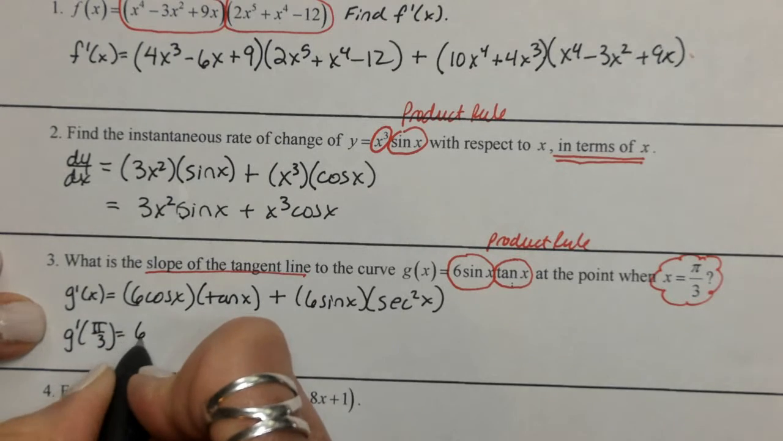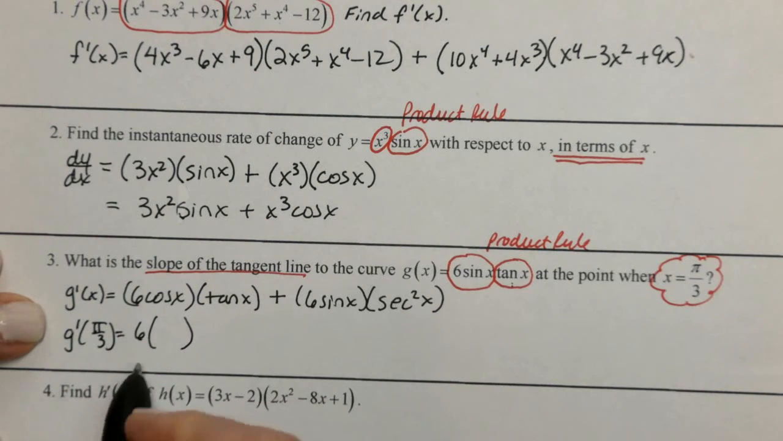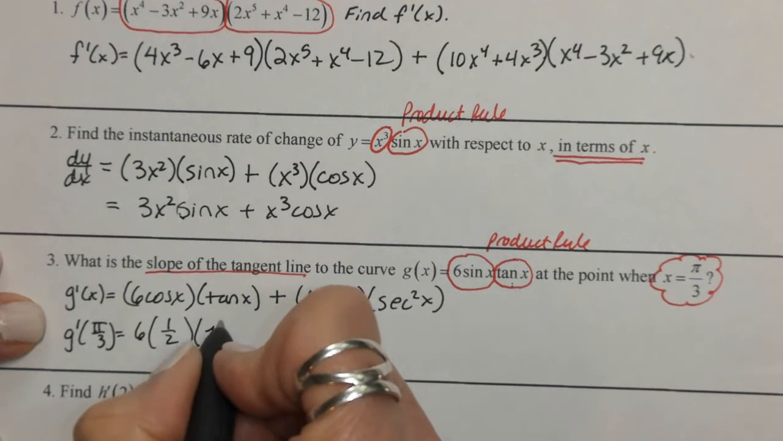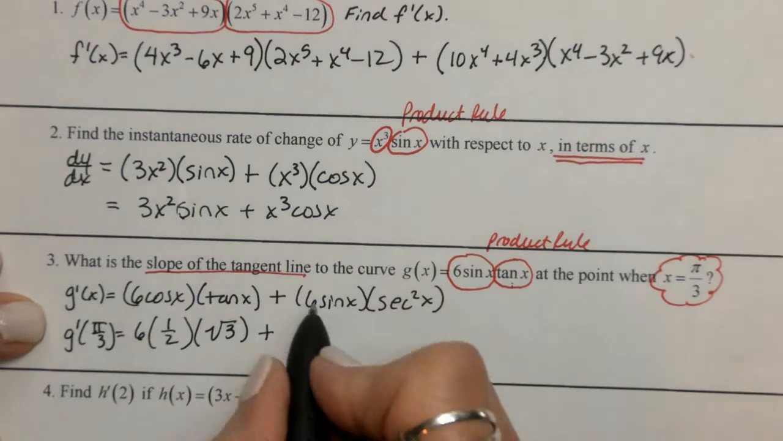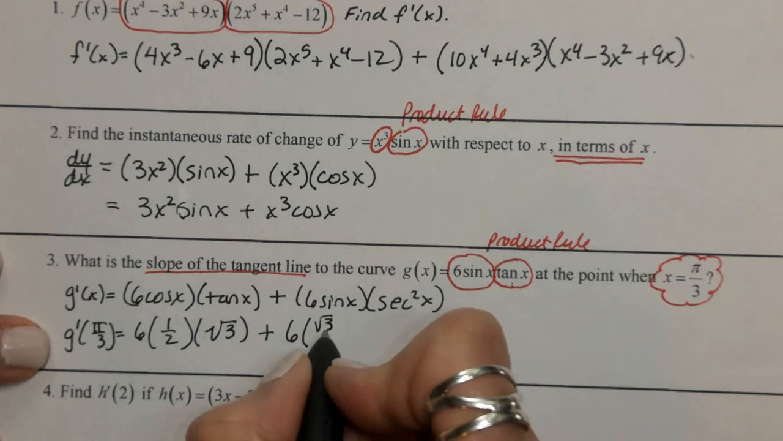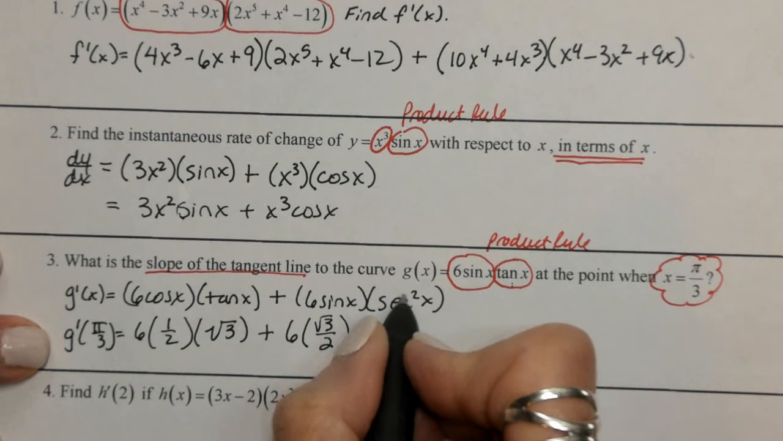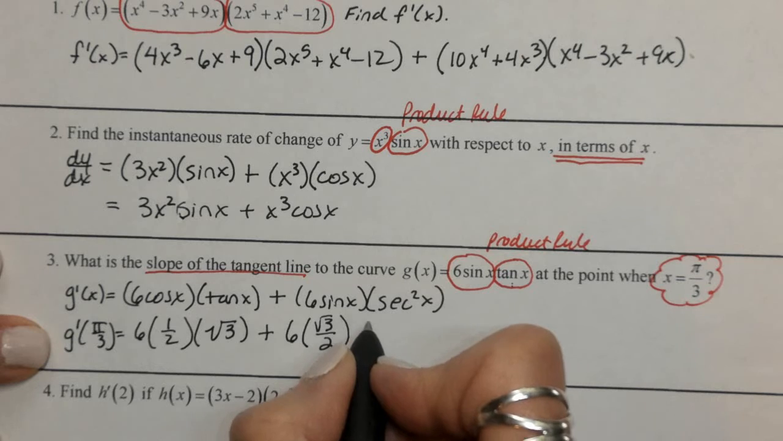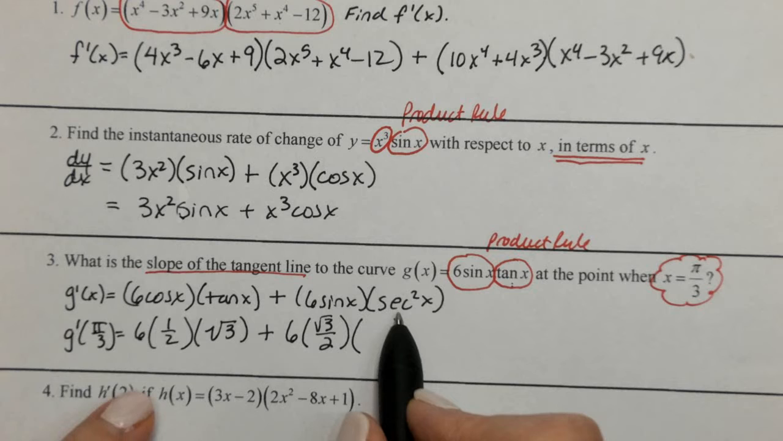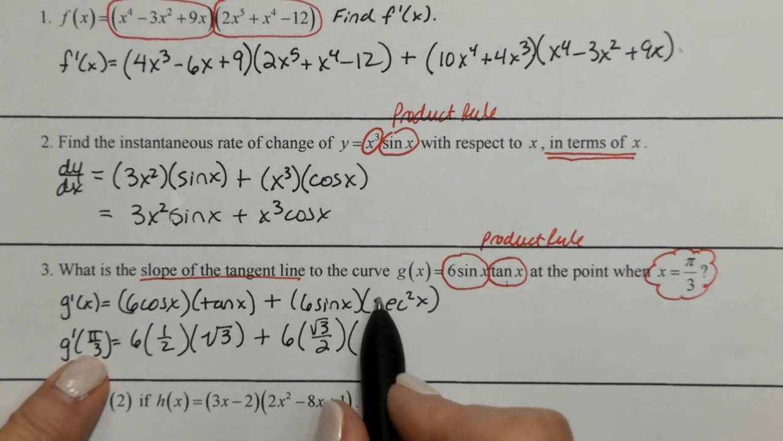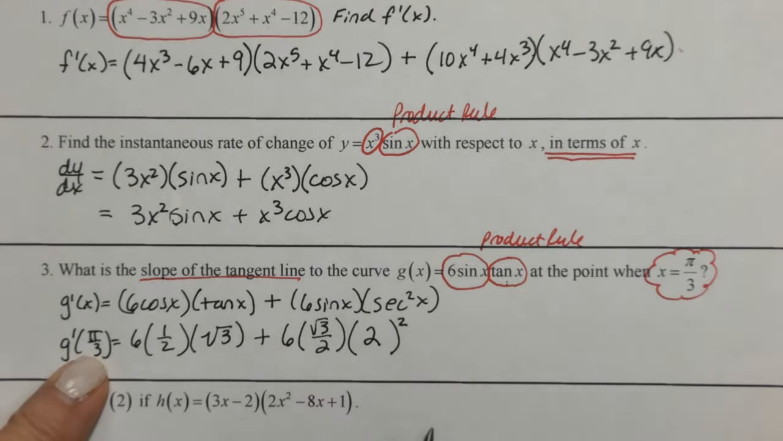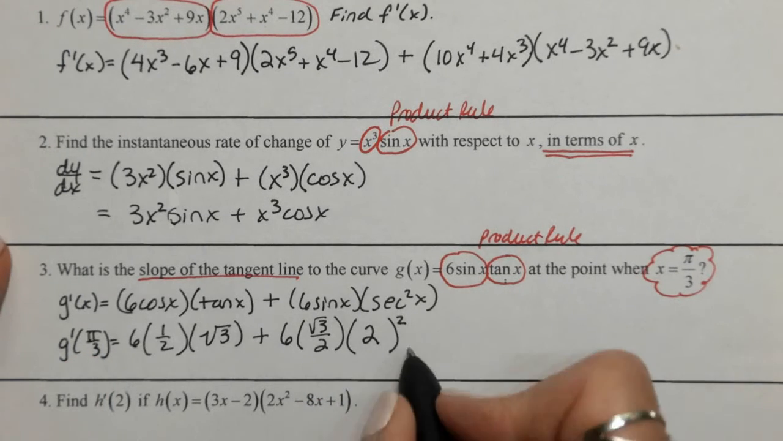Okay, I'm going to have 6 times cosine of pi over 3 is 1/2. Tangent of pi over 3 is square root of 3. Plus 6 times sine of pi over 3 is square root of 3 over 2. Secant of pi over 3 squared, right? Well, secant is 1 over cosine. Cosine of pi over 3 is 1/2. We're flipping 1/2, which will be 2, and then we need to square it because of the squared there.